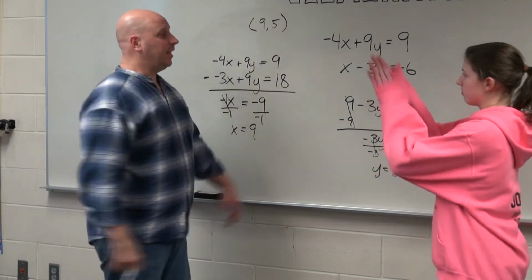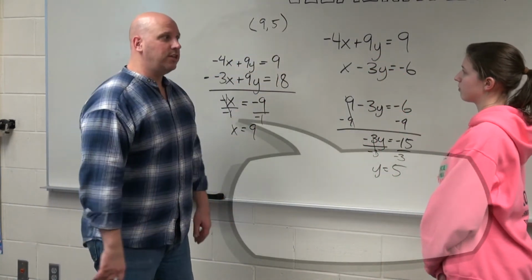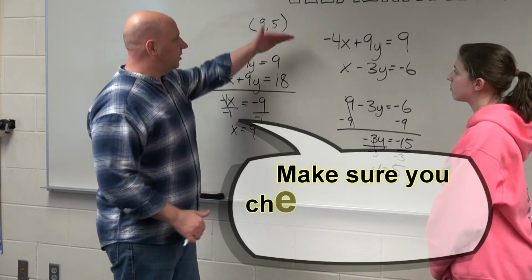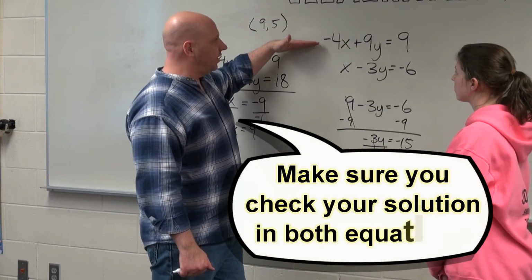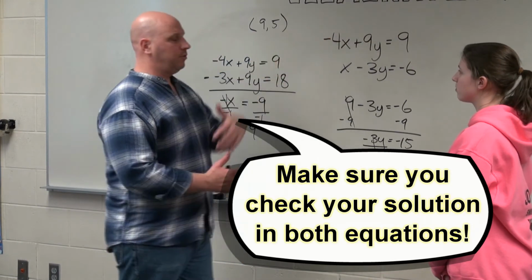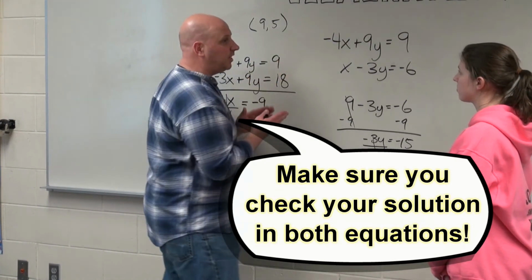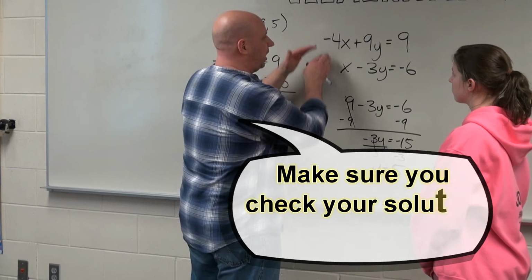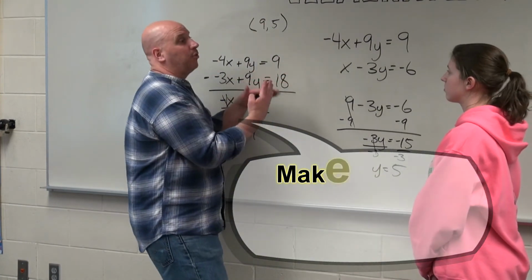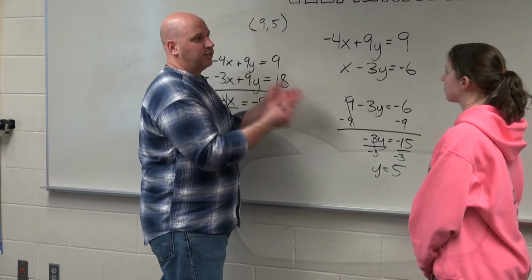All right? And again, you want to check in both equations to make sure, because if you put it into here and it gives you a true statement, that means that it's on that particular line. But you have to actually check both because you want to make sure it's on both lines, or where the two lines happen to cross.